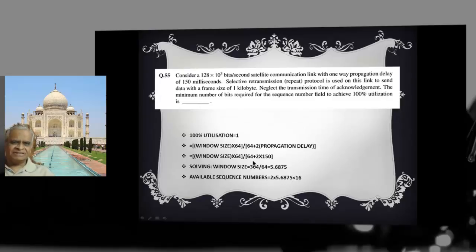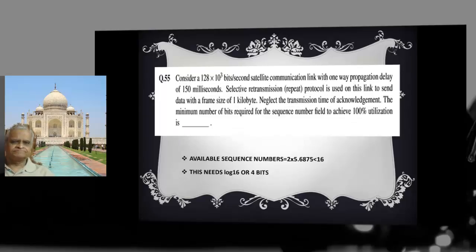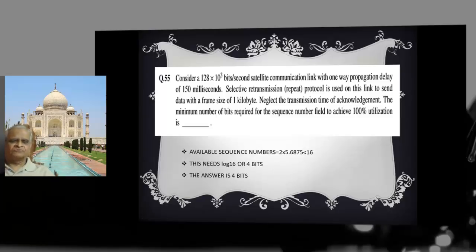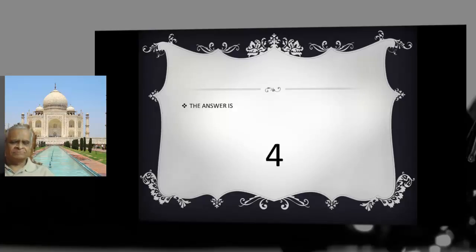So having determined the window size 5.6875, the sequence numbers will be twice that. So it's going to be somewhere around 12. The nearest power of 2 is 16, so I want that many sequence numbers. In other words, available sequence numbers are 16, and log of 16 is 4 bits. So 4 is going to be the answer.